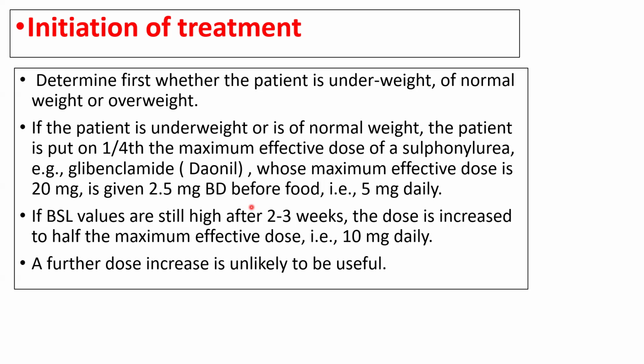For example, if the patient is underweight, always sulfonylurea. I will repeat 3 times. Underweight, normal weight, sulfonylurea, Daonil. Overweight, metformin.